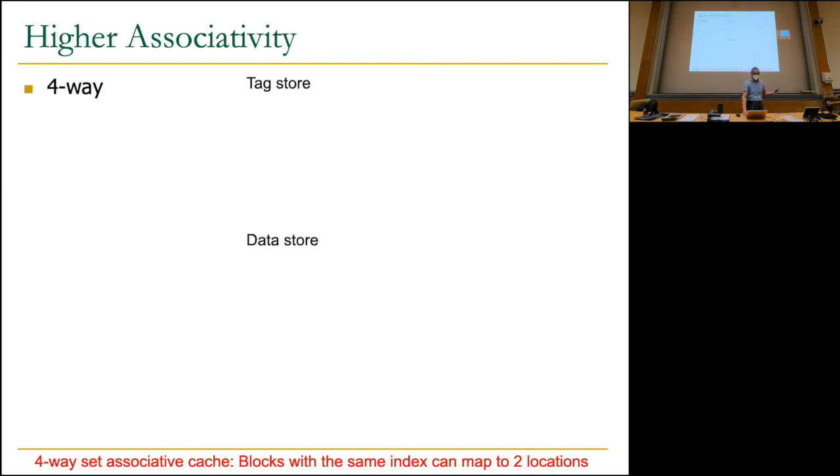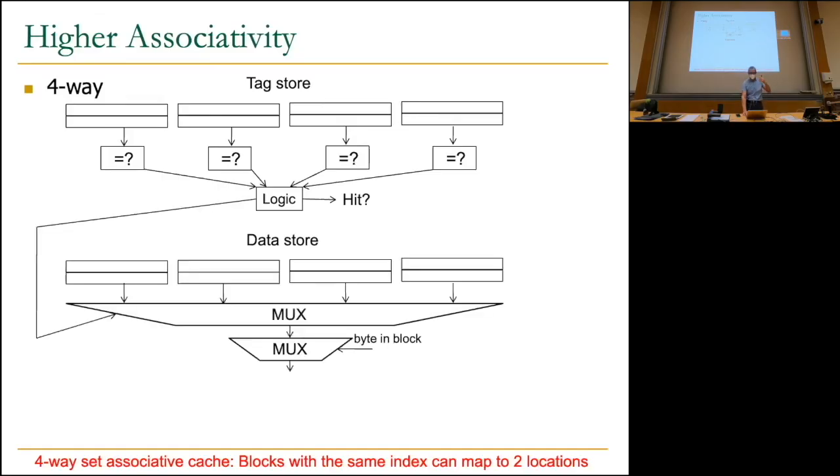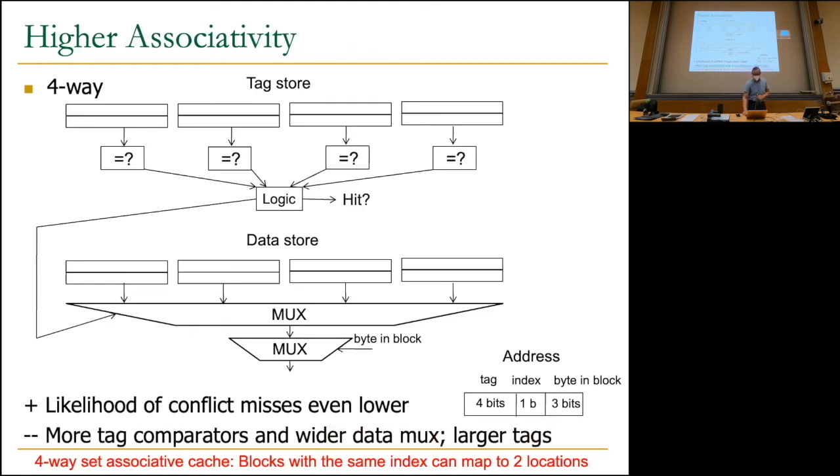So instead of 2 columns of 4 blocks each, have 4 columns of 2 blocks each. Meaning you have 2 indices, and each set contains 4 possible blocks. Your index bit becomes only 1, but your tag bit increases clearly to 4. So your tag store size increases again, but your likelihood of conflict misses becomes even lower. Now you can accommodate A, B, C, D, A, B, C, D nicely. Unfortunately, you get more tag comparators and wider data mux and larger tags, larger power consumption, etc.